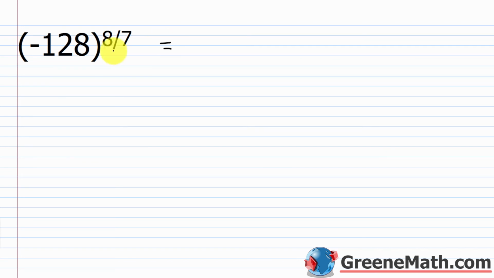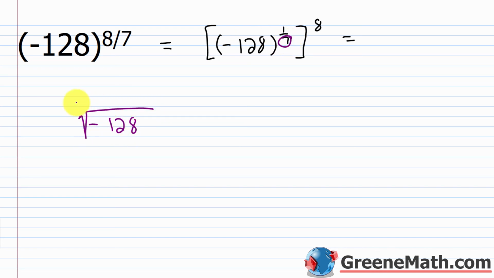So again, I can break this up and say this is negative 128. Now this is inside of parentheses, so this guy is going to be raised to the power of 1/7. And then I'm going to raise the whole thing, let me just use brackets here, to the 8th power. And then let me write it in a better way for you, to where it's more familiar. This would be the radicand, the negative 128. And I would have the 7th root, because that's my denominator. And this whole thing would be raised to the 8th power.